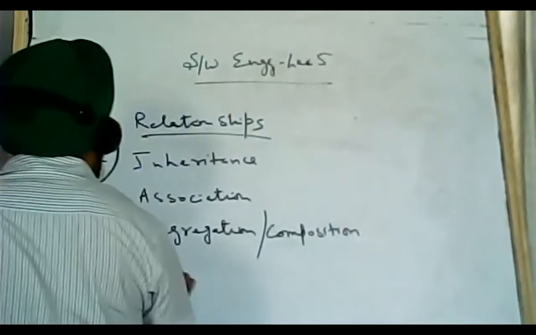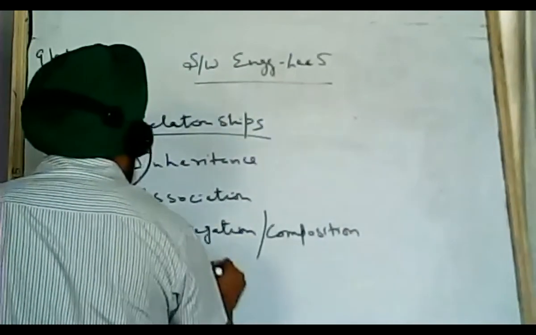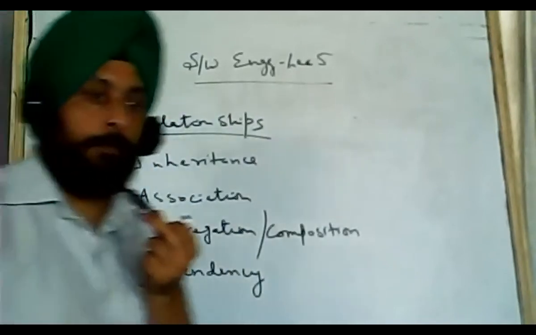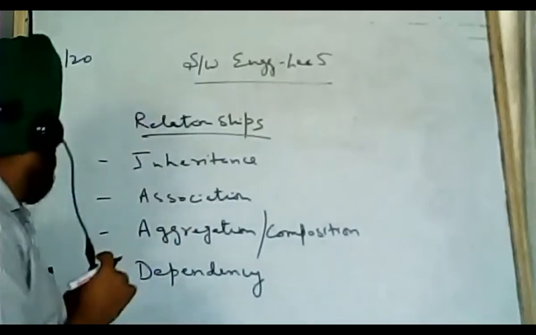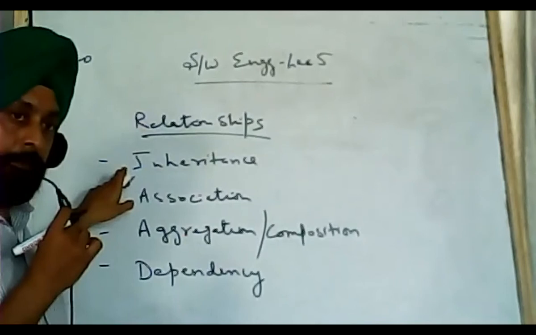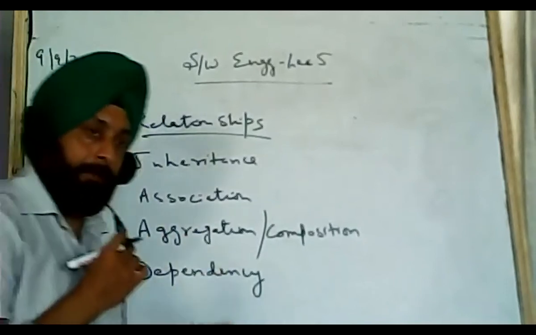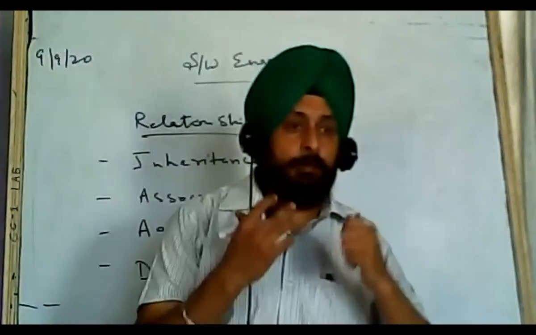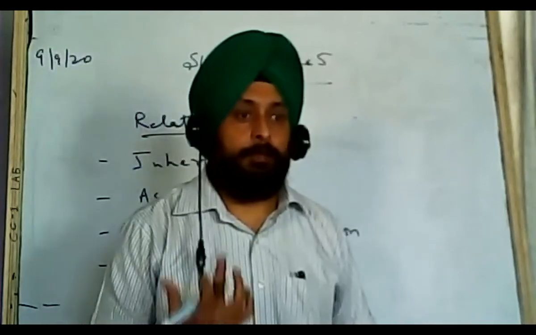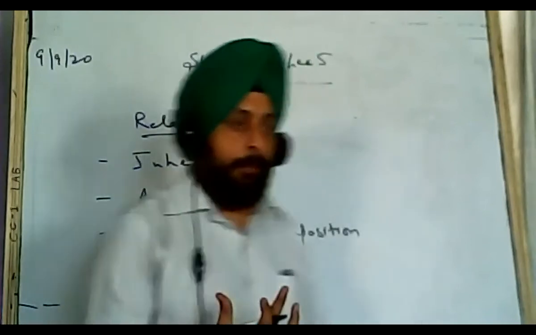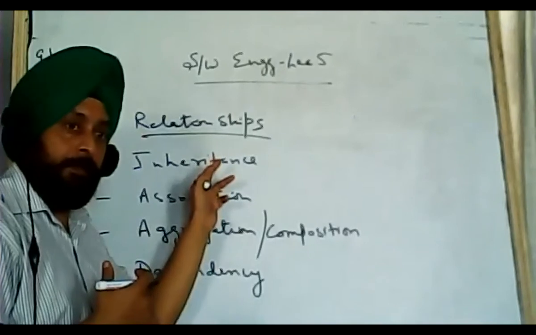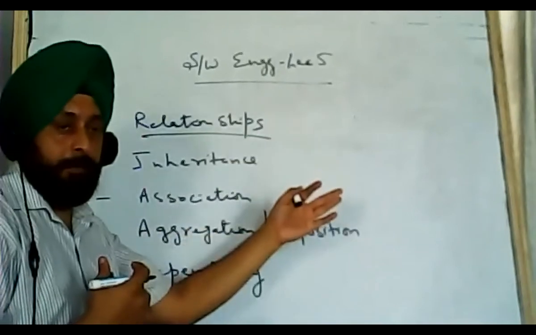Fourth is dependency. So what are the different types of relationships? First is inheritance, which we have already covered. Inheritance is a property where a new class is derived from an already existing class, which is known as the base class. The derived class inherits the properties from its base class.